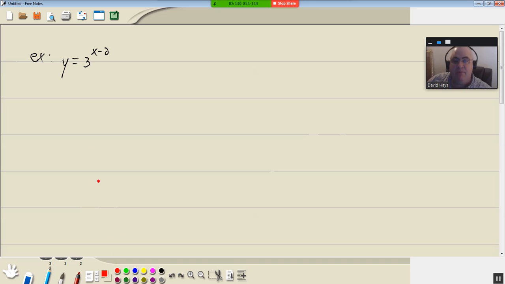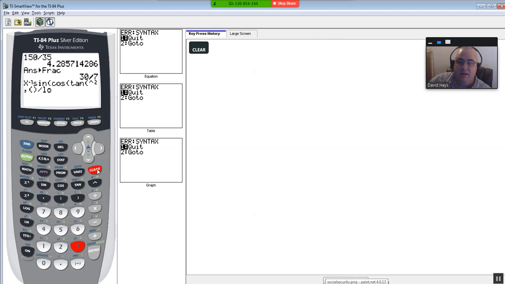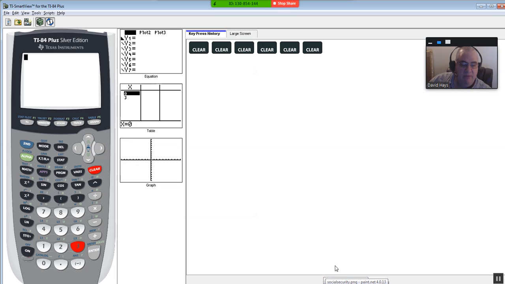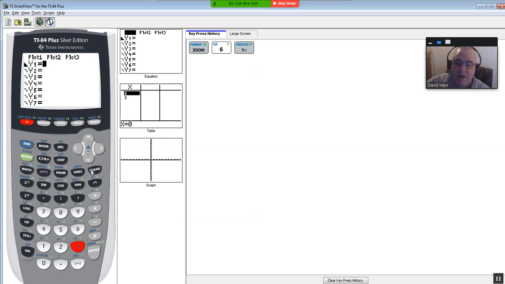The trick to it is, if you've got more than a single number, single variable, single anything in your exponent, when you put it in your calculator, you have to put parentheses around it like this. Other than that, you just enter it as you see it. And let me reset my calculator and everything.